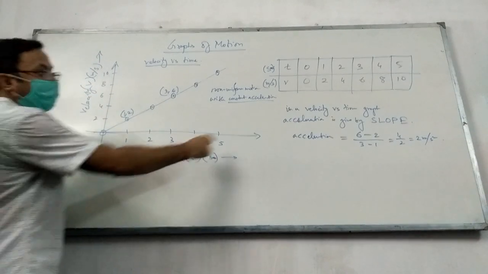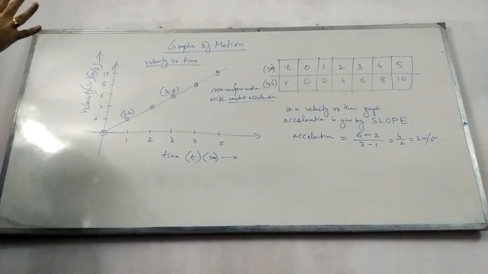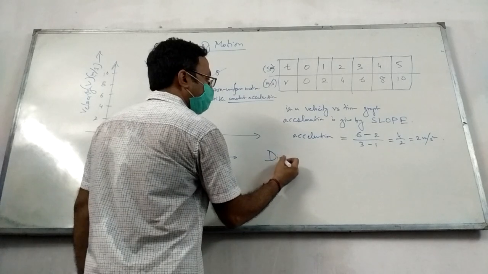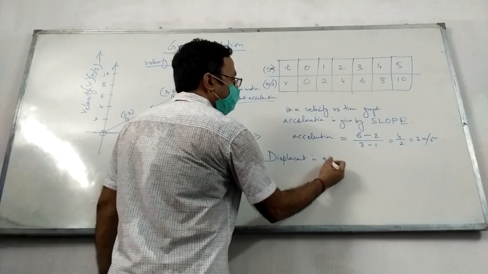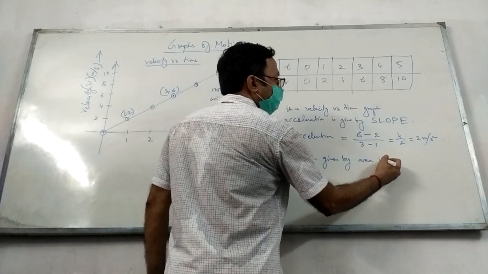Velocity, time and actually you get one more data from here. So the magic begins. Displacement. So how do you find out displacement? Displacement is given by area under the curve.